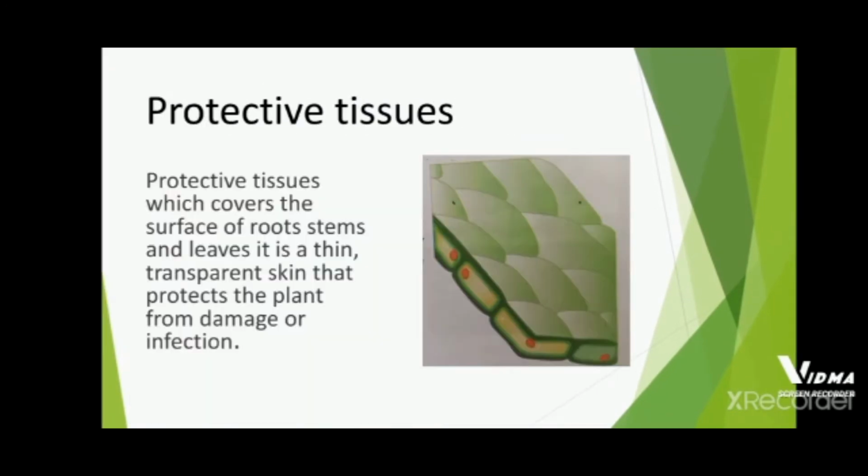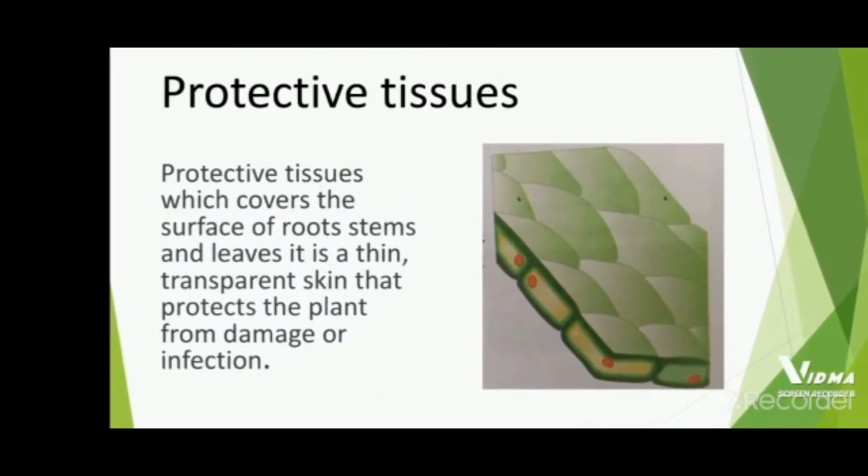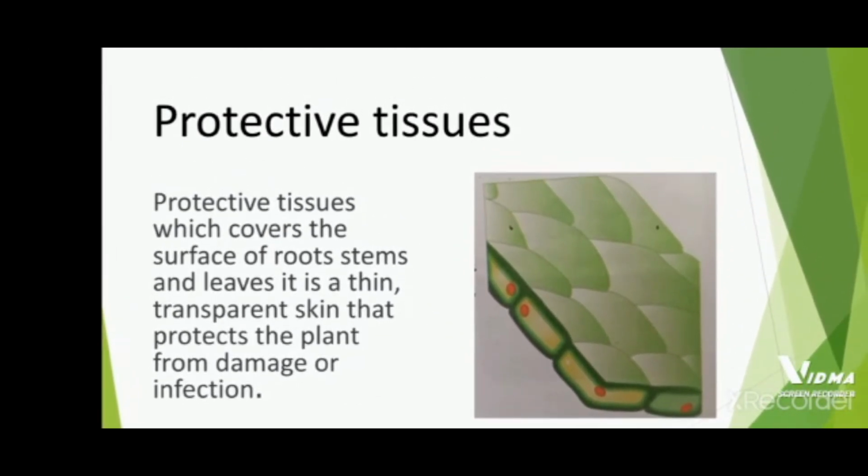Now we will talk about the protective tissues. What are the protective tissues? Protective tissues are tissues which cover the surface of root, stem and leaf. It is a thin transparent skin that protects the plant from damage or infection. It will protect the plant from any type of injury, and that is why they are called protective tissues.